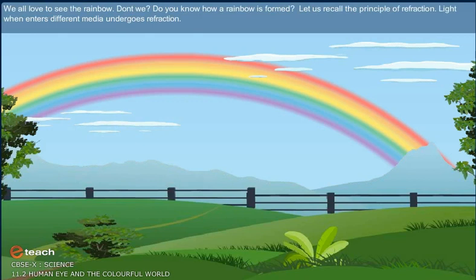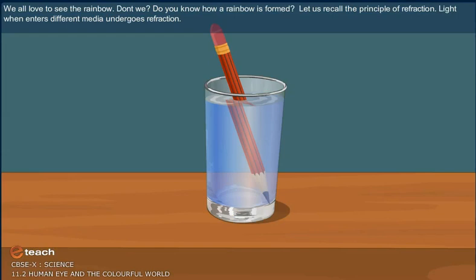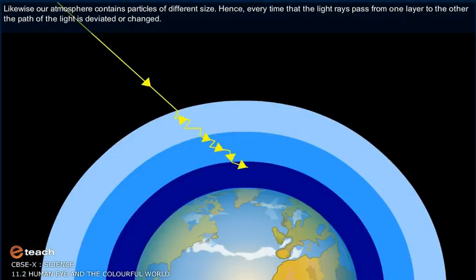We all love to see the rainbow, don't we? Do you know how a rainbow is formed? Let us recall the principle of refraction. Light, when it enters different media, undergoes refraction. Likewise, our atmosphere contains particles of different size. Hence, every time the light ray passes from one layer to the other, the path of light is deviated or changed.